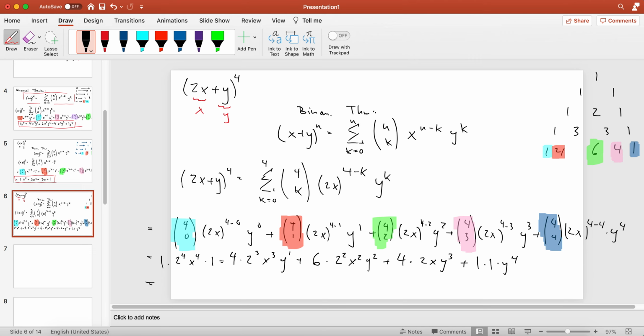Okay, and now I'll just compute everything. So 2 to the 4th is 16. This is 16x to the 4th. Oops, there should be a plus sign here. Plus 2 cubed is 8 times 4 is 32. So 32x cubed, y to the 1, perfect. 2 squared is 4, 4 times 6 is 24, so 24x squared, y squared. 4 times 2 is 8, so 8xy cubed, and then just plus y to the 4th. All right, and that would be the answer.